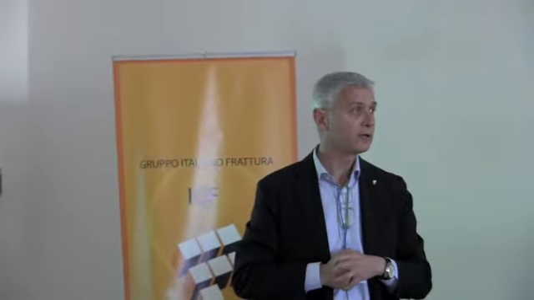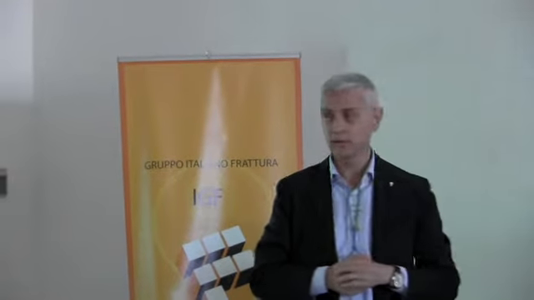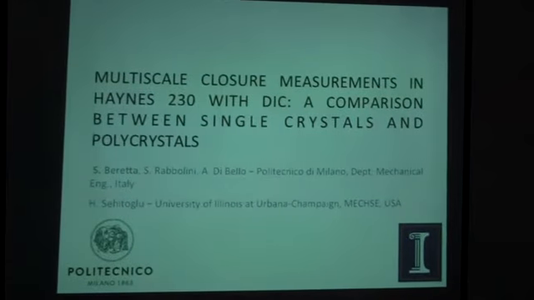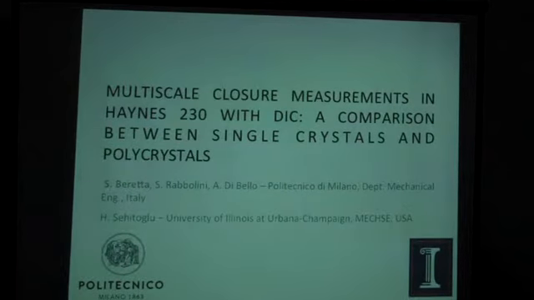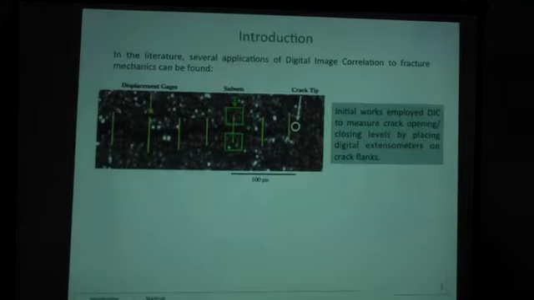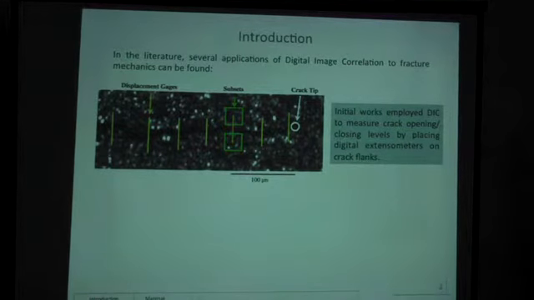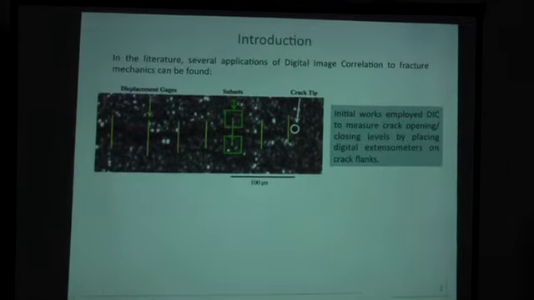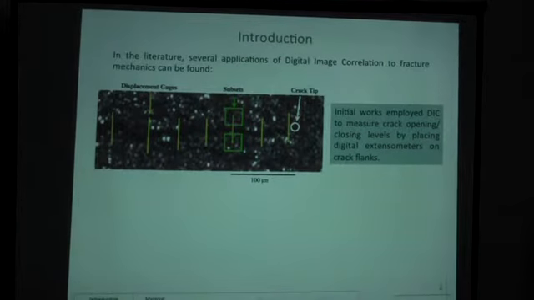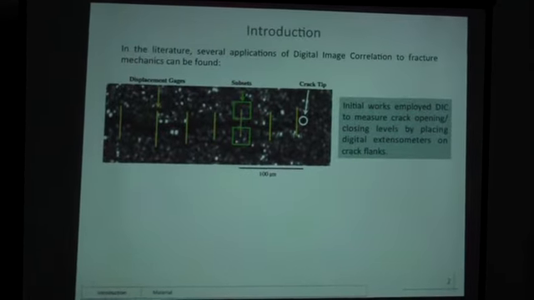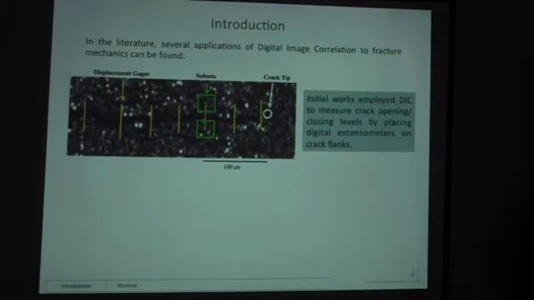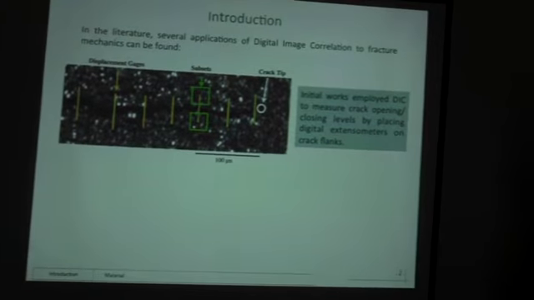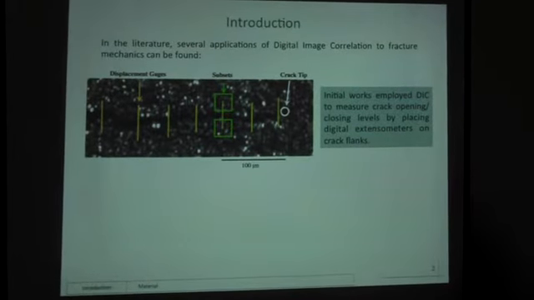I'm from Politecnico di Milano. I'm going to present this research activity that is part of our cooperation with Professor Sehitoglu at Urbana-Champaign. We have already seen in some of the presentations dealing with image correlation. One possibility to use image correlation, historically one of the first uses, was to place some virtual extensometers along the crack front to try to estimate the closure levels.